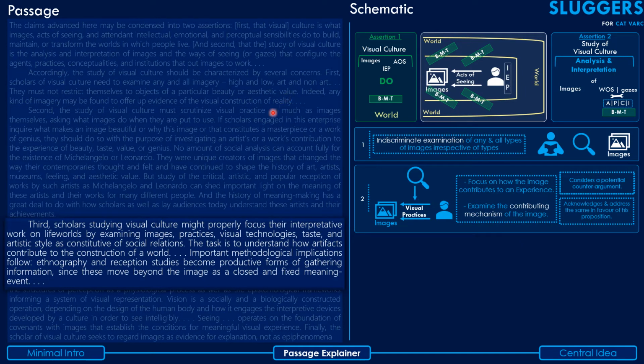Okay, coming to the next paragraph. The author says third, that means the third concern relating to the study of visual culture. Scholars studying visual culture might properly focus their interpretive work on life worlds by examining images, practices, visual technologies, taste, and artistic style as constitutive of social relations. The task is to understand how artifacts such as these contribute to the construction of a world. Important methodological implications follow. Ethnography and reception studies become productive forms of gathering information, since these move beyond the image as a closed and fixed meaning event.